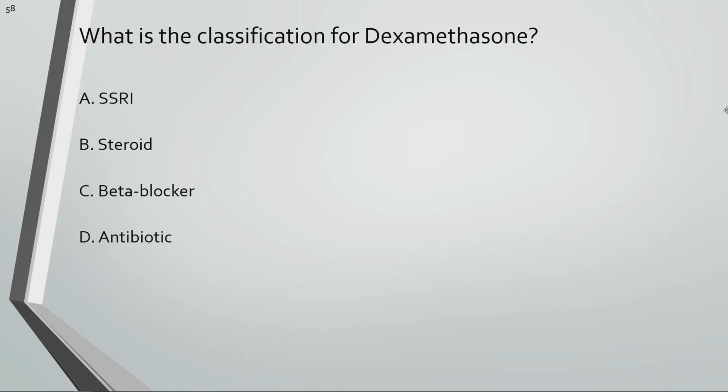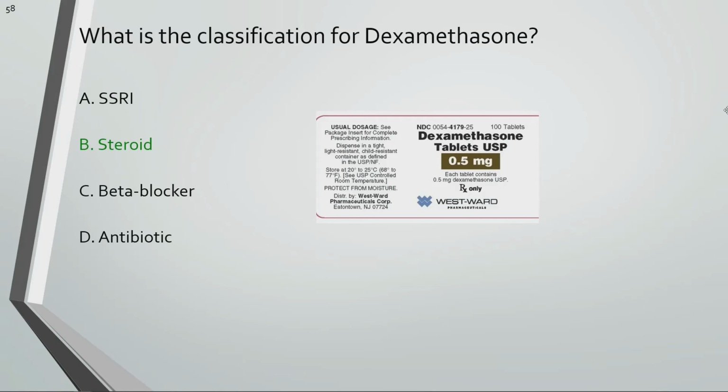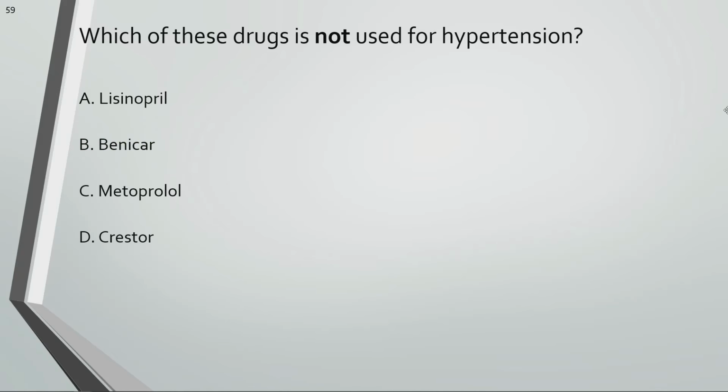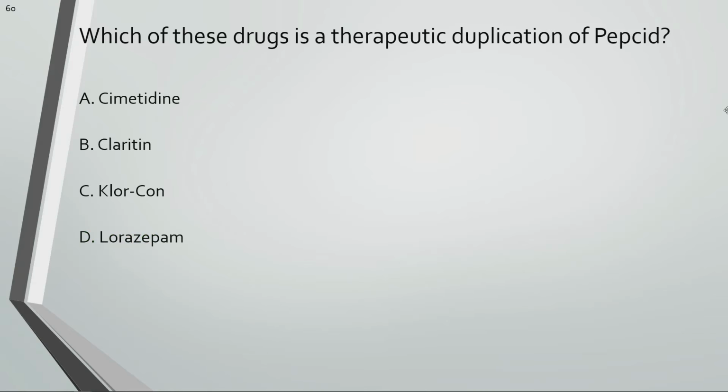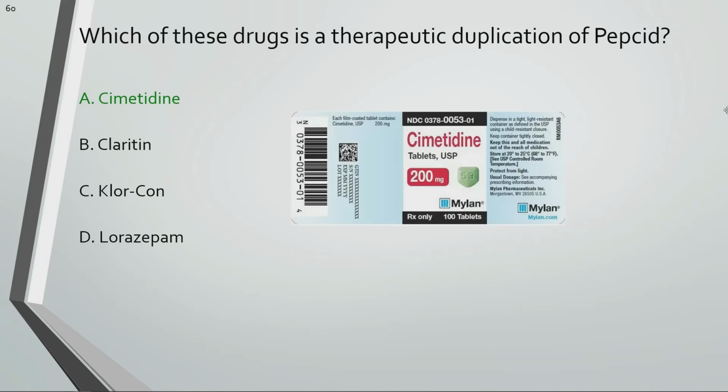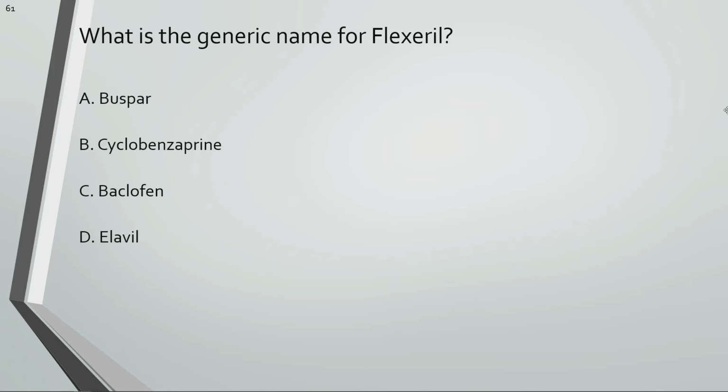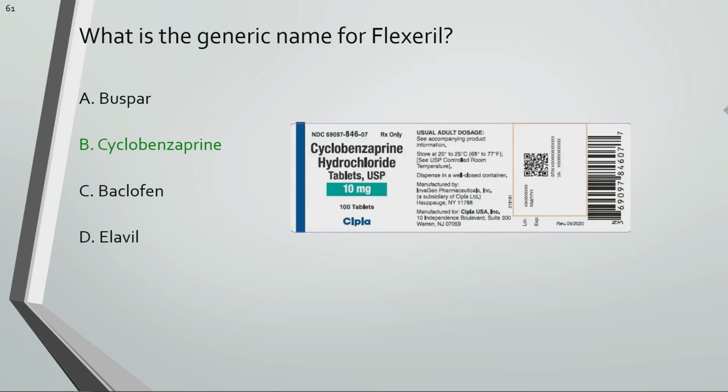What is the classification for dexamethasone? Dexamethasone is a steroid used for many different inflammatory and endocrine-related conditions. Which of these drugs is not used for hypertension? Crestor or rosuvastatin is used for dyslipidemia. Which of these drugs is a therapeutic duplication for Pepcid? Pepcid and cimetidine are both histamine 2 blockers, so they have similar indications such as treating GERD. What is the generic name for Flexeril? The generic name for Flexeril is cyclobenzaprine.